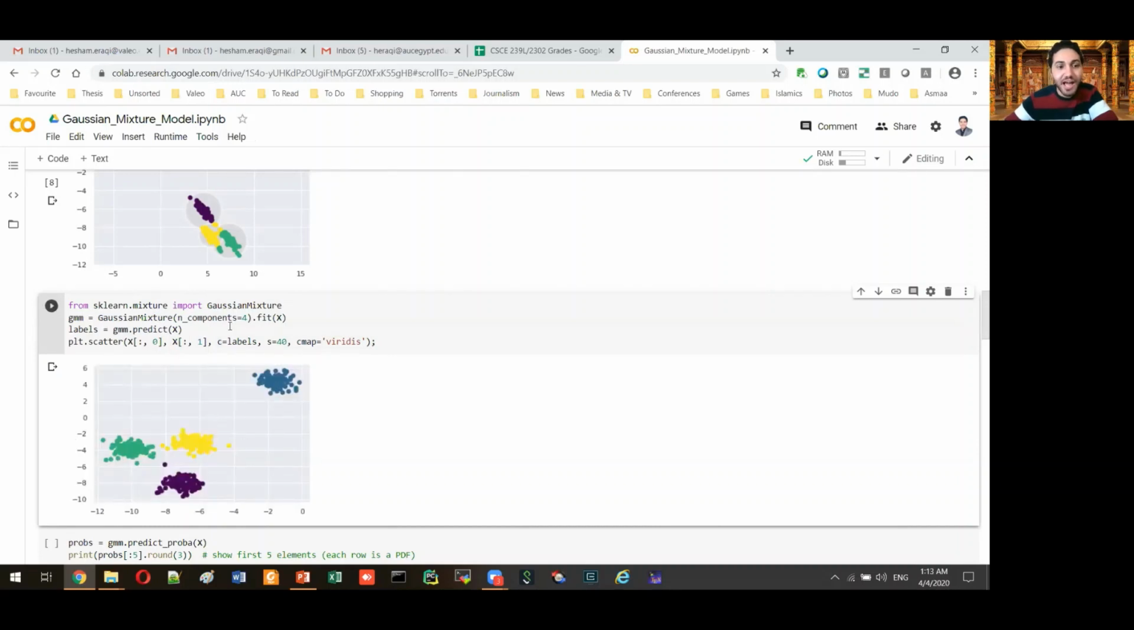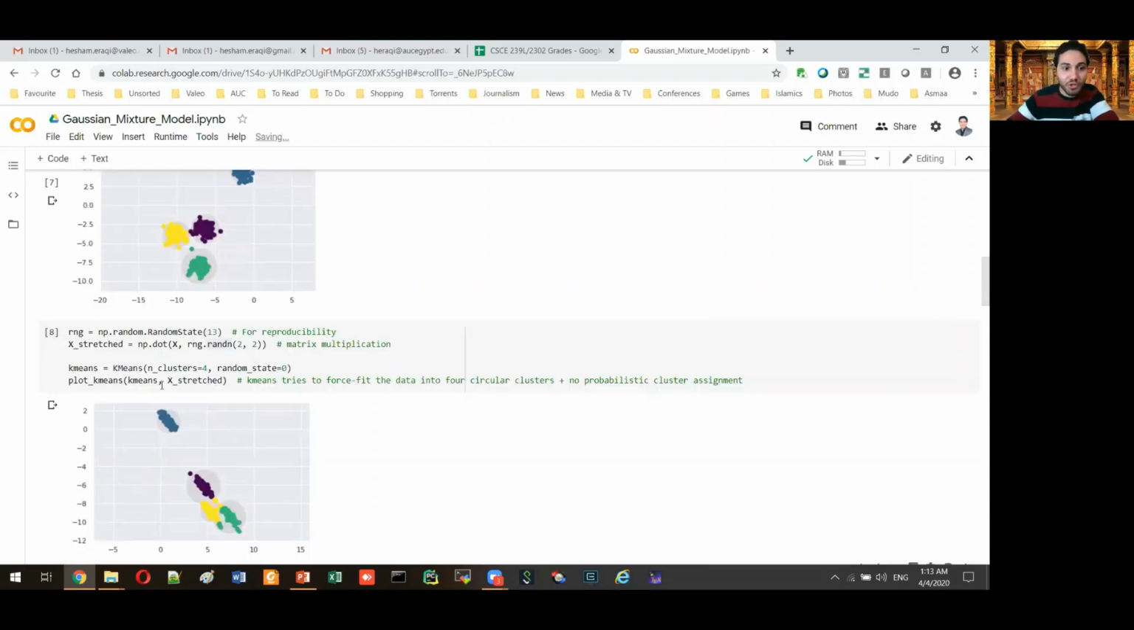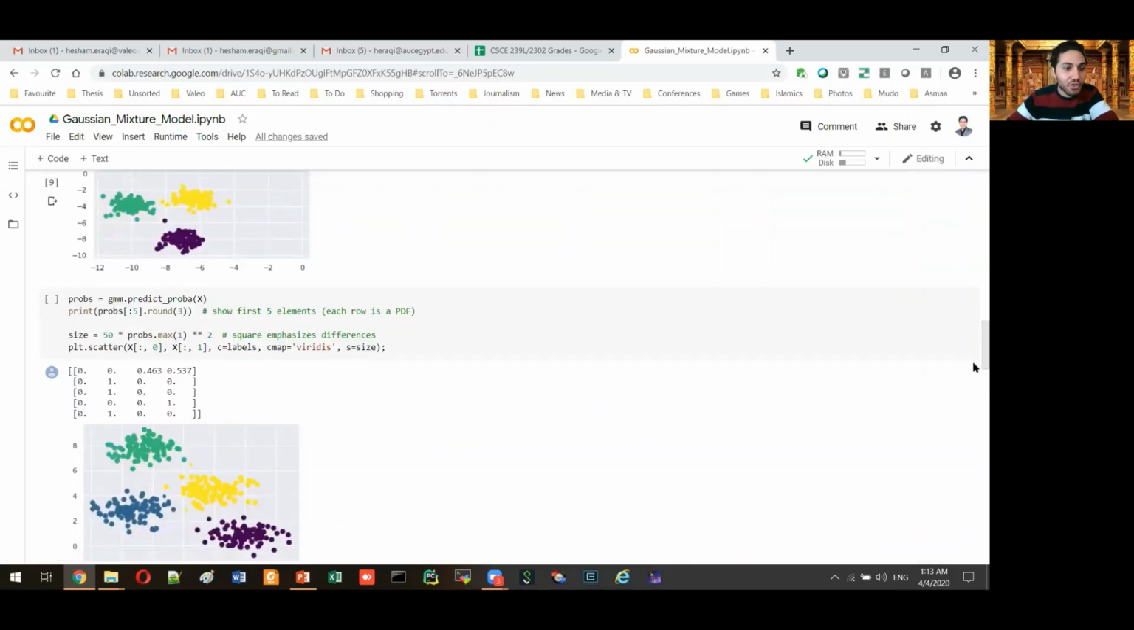So this is how our mixture of Gaussians is doing the classification on the original data X before projecting it, before making the problem more challenging. After making it more challenging, we store the challenging data in X stretched. So let's see how it does.